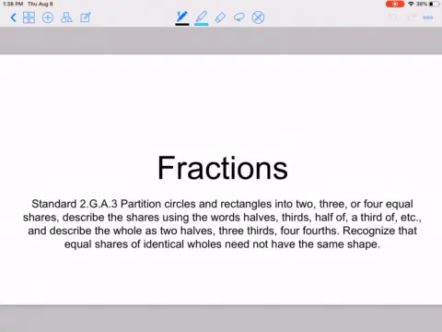Hey friends, today in our fractions lesson we are going to recognize that equal shares of identical wholes need not have the same shape. So what that means is that we're going to be comparing, so looking at the similarities and differences of two separate whole objects, but they're going to be identical, so they're going to be the same. And I'm going to show you how we can partition them into halves, thirds, or fourths, and even though they don't look the same, they're still going to represent the same amount.